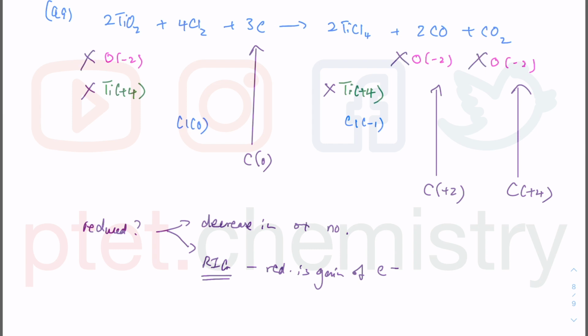Chlorine 0 to chlorine minus 1, so hopefully you can see that there is a decrease, so that is your reduction. So our answer really is just B: chlorine gets reduced from chlorine 0 in Cl2 to chlorine minus 1 in TiCl4.